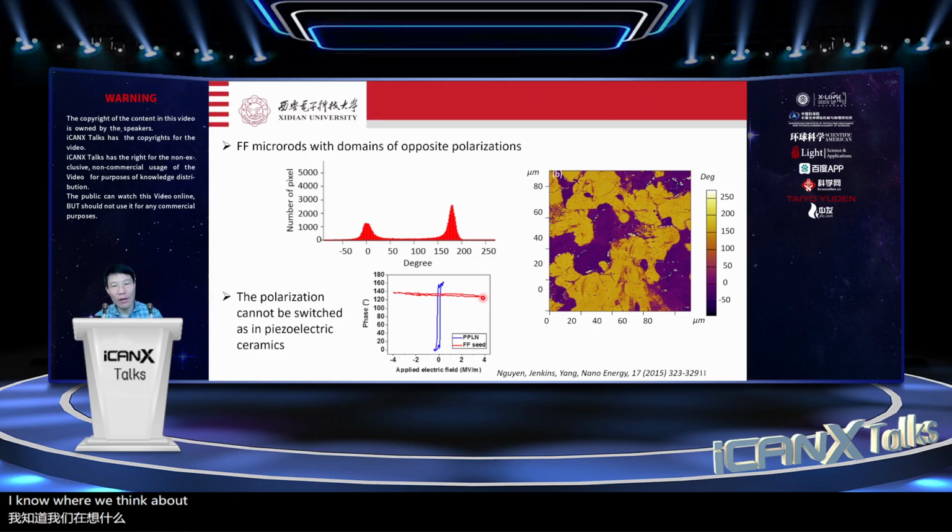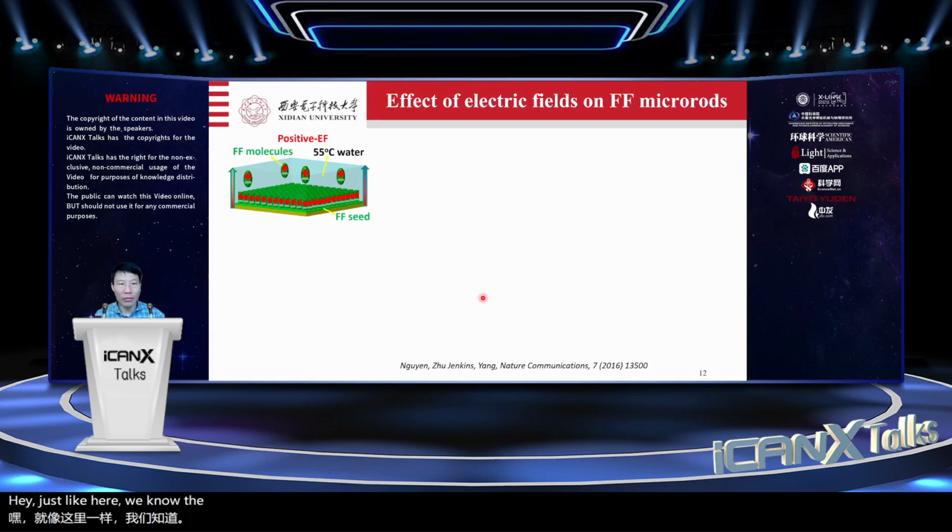We thought that after we fabricate the material, we cannot get uniform polarization. What happens if we apply an electric field during the self-assembly process? Just like here, we know the FF molecules are polar molecules. They have dipoles. If we apply an electric field during the growth, could all those molecules be aligned in one direction under the influence of the electric field, and so all those aligned molecules will start self-assembly and form a microrod or whatever structure with uniform polarization? So that is our hypothesis.